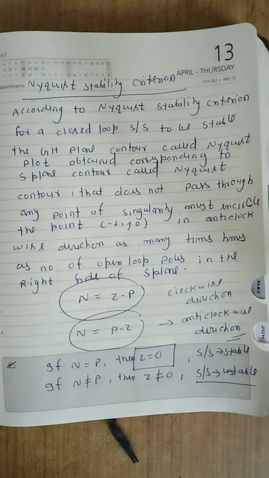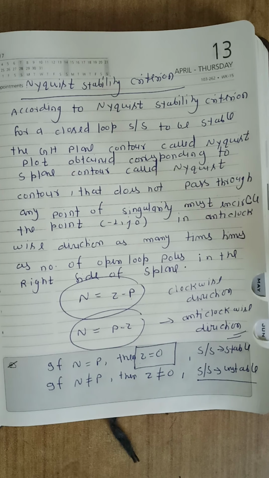So we have n equal to z minus p for clockwise direction, we have n equal to p minus z for anti-clockwise direction, or remember only one formula, n equal to z minus p. After that, according to the numerical, you can change. So in next video class, we will discuss numerical for Nyquist plot, or we will discuss numerical for Nyquist stability criteria.